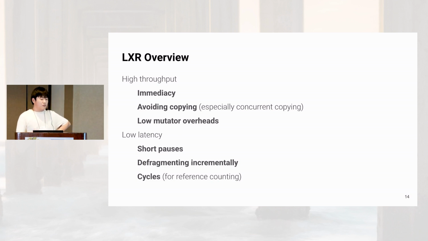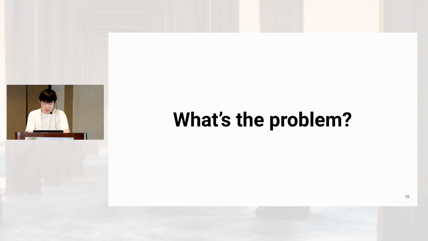So, to achieve high throughput and low latency, we addressed 6 different challenges in this work. And among all these challenges, it turns out that the first 2, immediacy and avoiding copying, are really hard problems to solve. So let's dig into these 2.